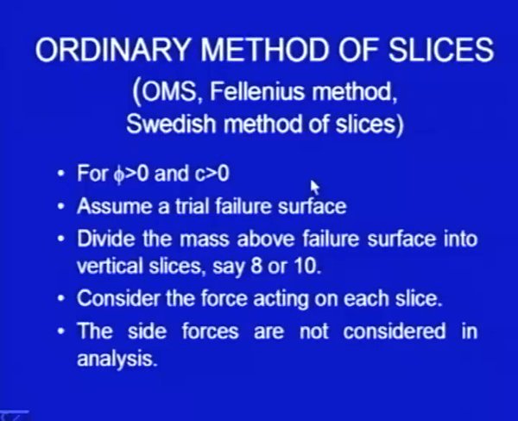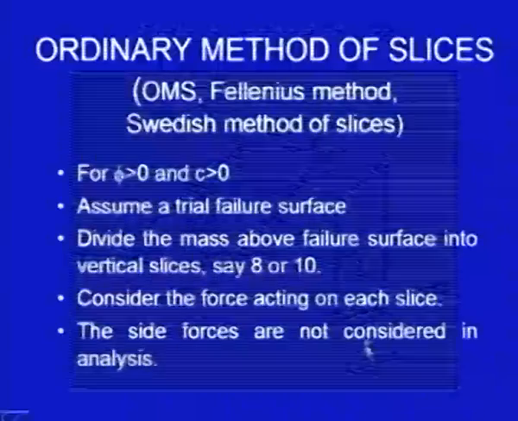Let us just refresh what we did in that case. The method was applicable for soils having C and phi both greater than 0, and a trial failure surface which was circular was assumed. Perpendicular to the plane of paper, we took 1 meter length of the slope, and then the mass was divided into a number of vertical slices, and forces on each of the slices were considered. The side forces were not considered in this analysis.